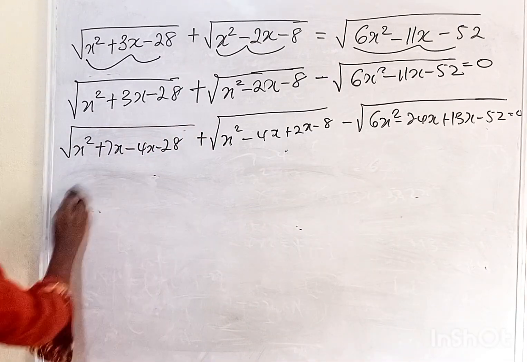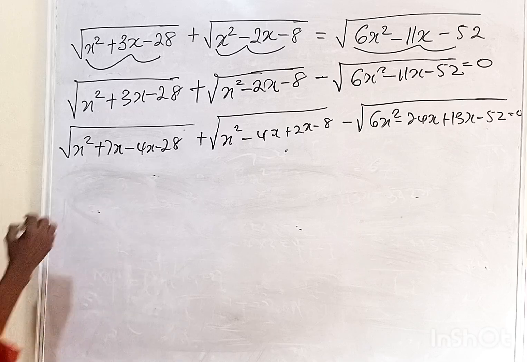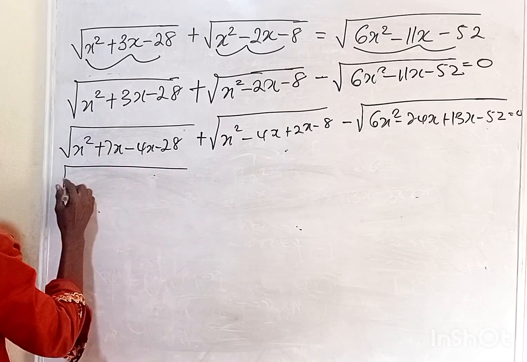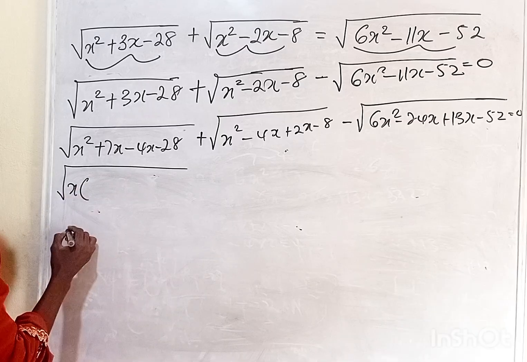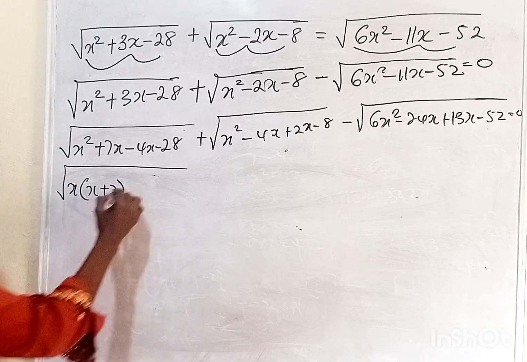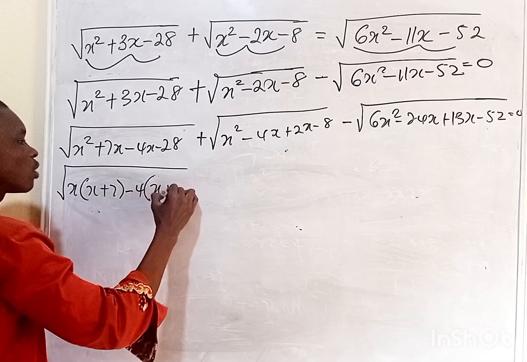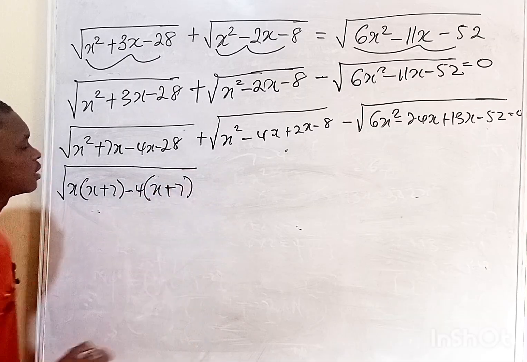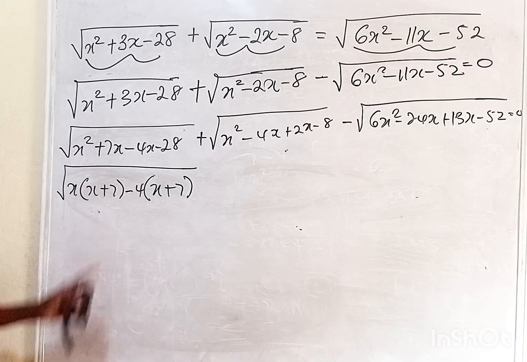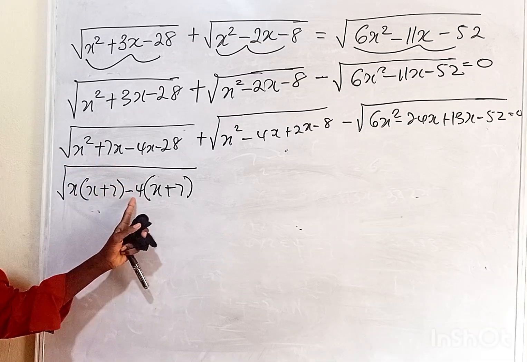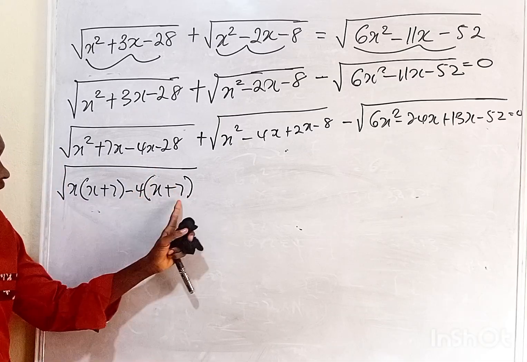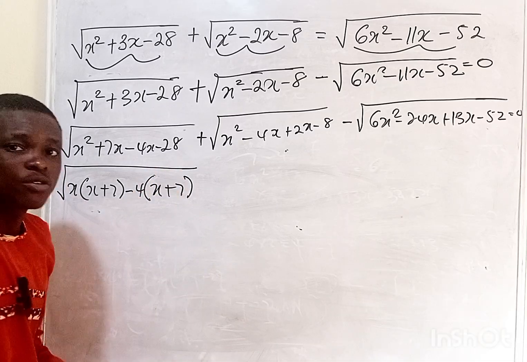All right, so from here, clearly, what are we going to do next? Let's factorize by saying this is the square root. If we factorize this, we have x outside, and this one will come inside, becoming x plus 7. Negative 4 will be outside, so x plus 7. Now how do we have that? x times x gives us x squared. x times 7 gives us 7x. Negative 4 times x gives us negative 4x. Negative 4 times positive 7 gives us negative 28.